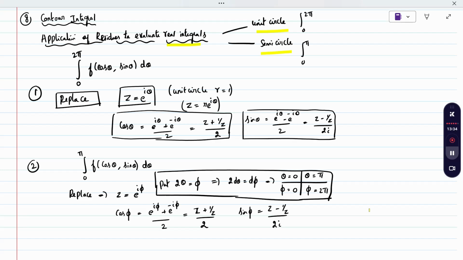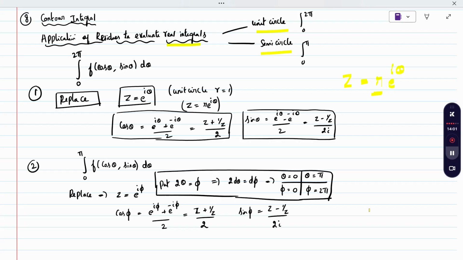For this, what we have to do is replace Z with e to the power i theta. Why i theta only? Because in general we know that Z is R into e to the power i theta, which is the general format. Why is R removed? Because unit circle means radius 1. That is why Z equals e to the power i theta.